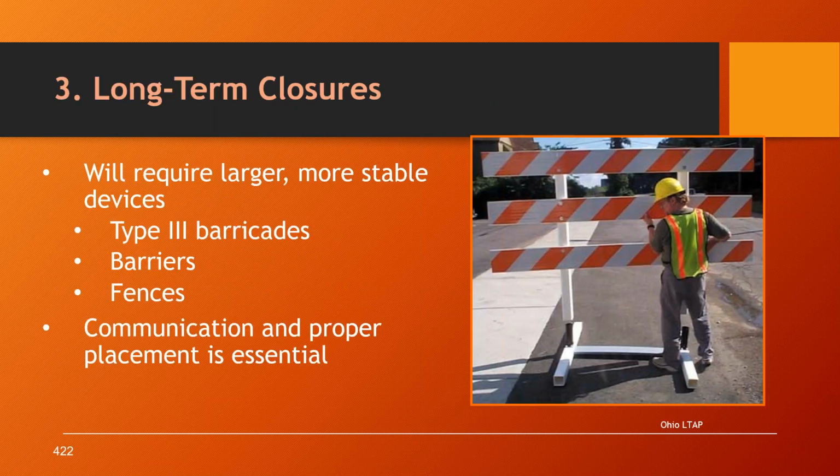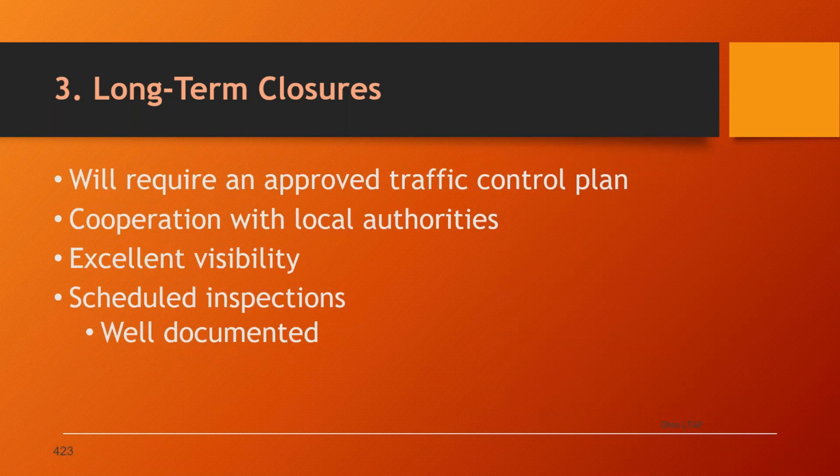So in that case, we're going to require larger, more stable devices like our Type 3 barricades, like you see in the picture. Barriers or fences if you're in a city or village or a central business district where you have pedestrians, or maybe close to a school or university. And communication and proper placement is essential. So in that case, that means you're going to have an approved maintenance of traffic plan. So that's usually reviewed by several people.